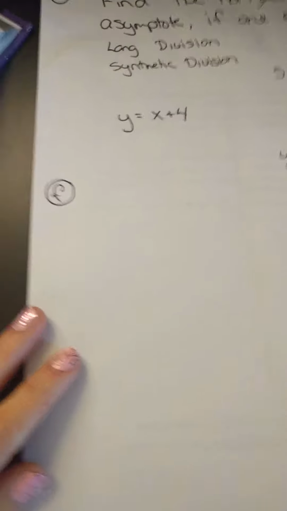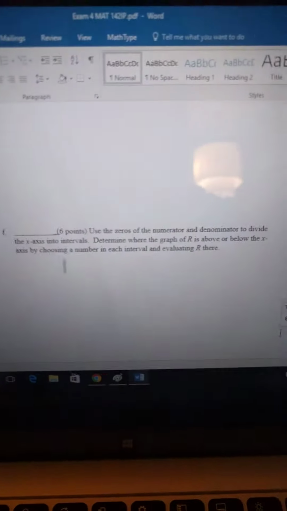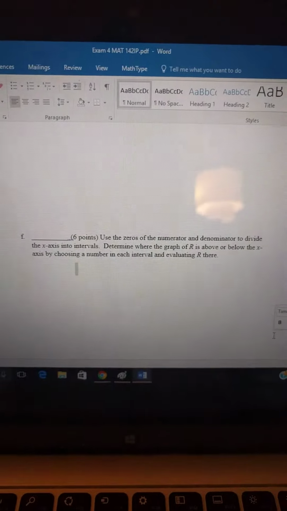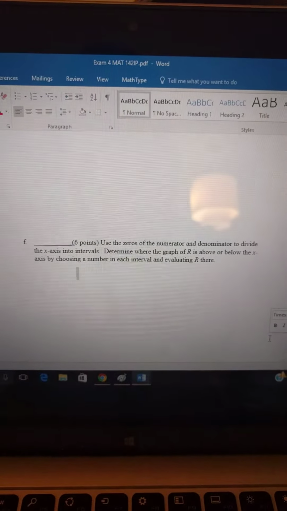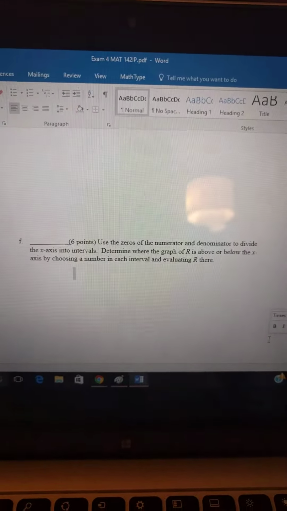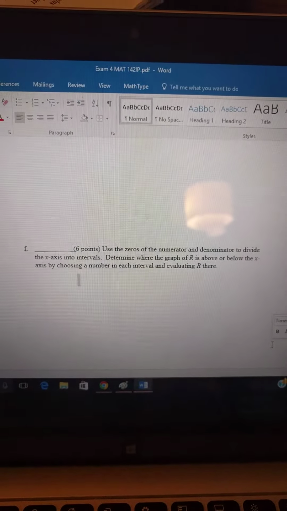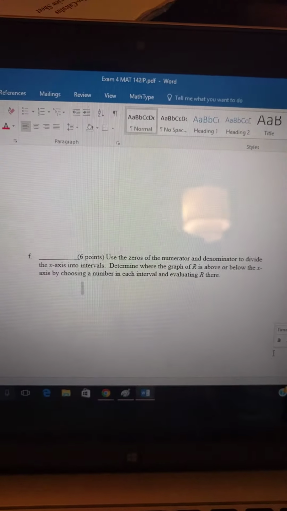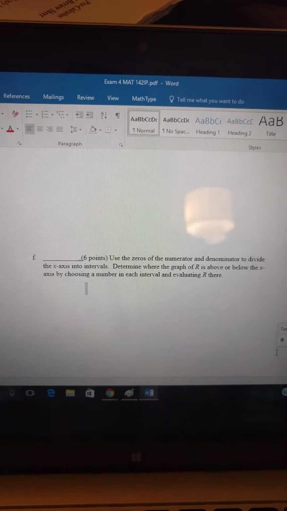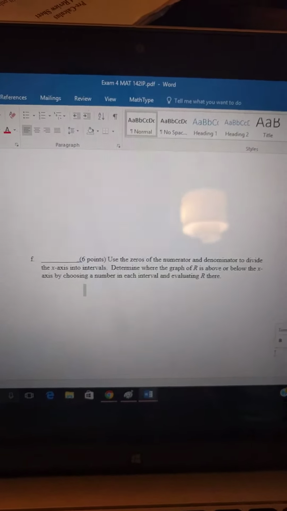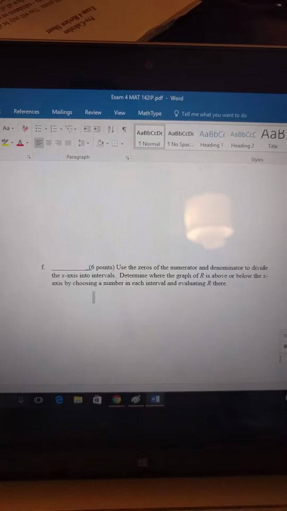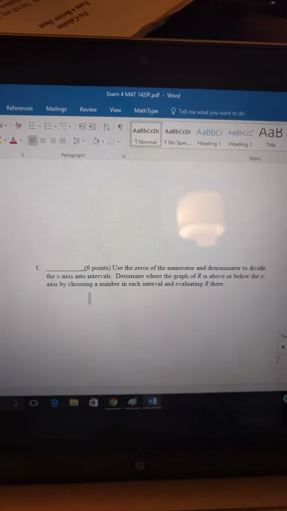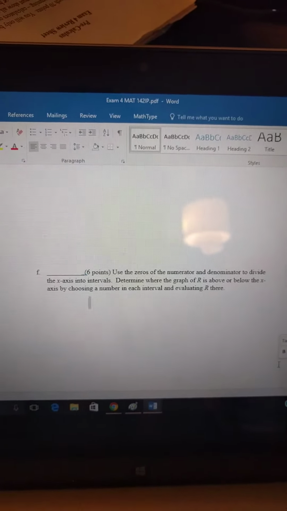Now, question F. I'm going to show you exactly what it says here on the exam. This is how it's stated in the exam. I took this directly from the text. Use the zeros of the numerator and denominator to divide the x-axis into intervals. Determine where the graph of r is above or below the x-axis by choosing a number in each interval and evaluating r there. This is essentially what I'm saying: construct the number line for me. Okay, construct the number line.